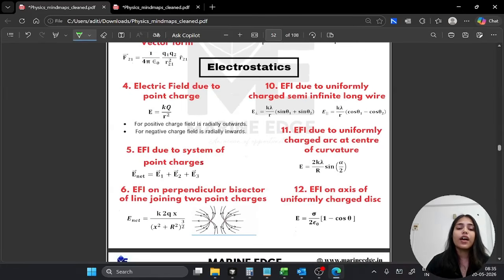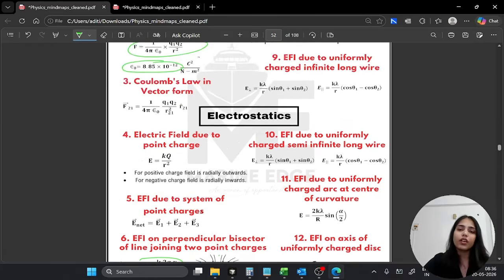Now, if we have a perpendicular bisector of the line joining two charges, so we have one charge here and one charge here, both of the same type, in that case, the net electric field is calculated like this.